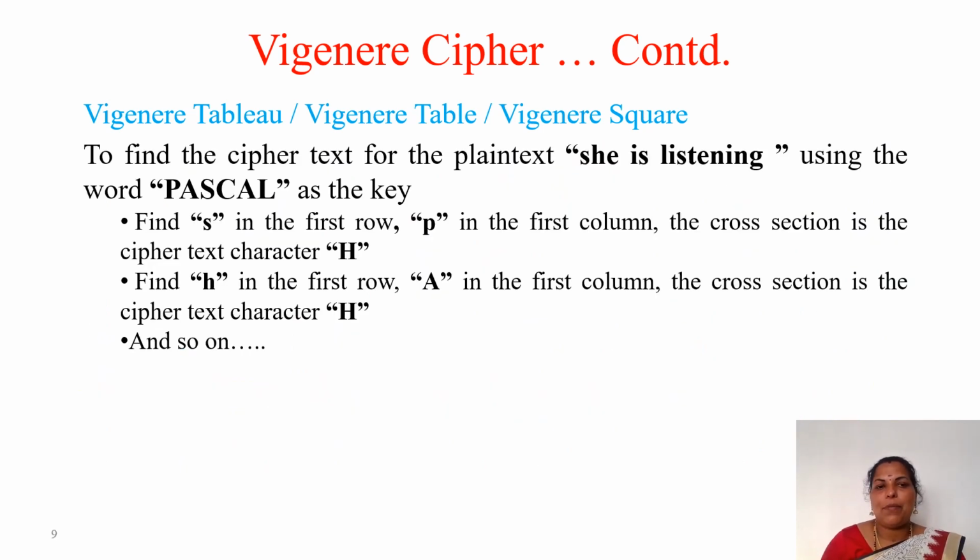The same example that we did is given here. First, S in the first row we have to look for, and P in the first column we have to look for. The cross section is the ciphertext character H. Likewise it goes on for the remaining characters also.